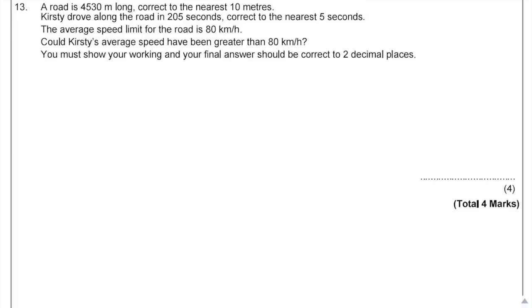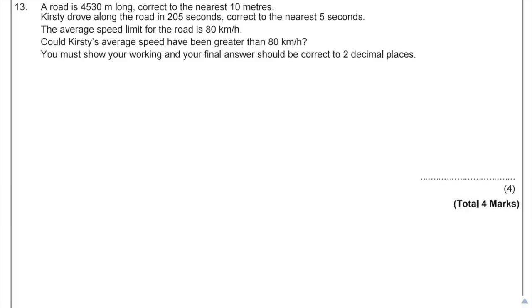Question 13 says a road is 4,530 metres long, correct to the nearest 10 metres. Kirsty drove along the road in 205 seconds, correct to the nearest 5 seconds. The average speed limit for the road is 80 kilometres per hour. Could Kirsty's average speed have been greater than 80 kilometres per hour? You must show your working, and your final answer should be correct to 2 decimal places.